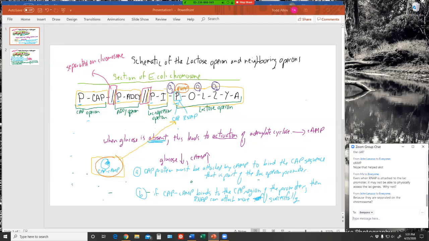Because they're separated on the chromosome. Well, thanks for trying, John, and I love the thinking, I really do. That doesn't happen to be the case right now. I mean, they are separated by a little bit of distance, but not a significant amount. That's not the issue here. What else, gang?